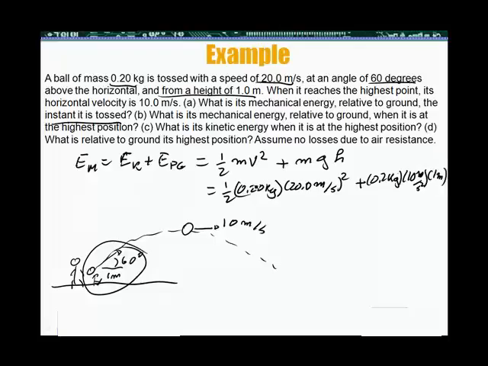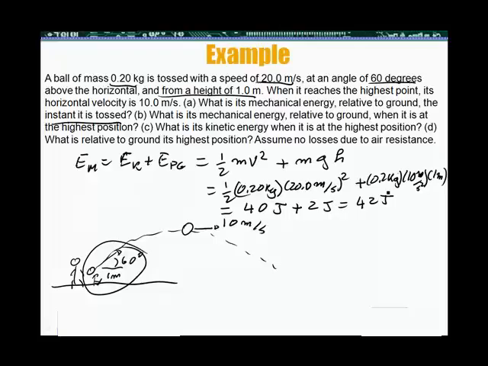So in this case, we get, let's see, 20 squared, that's 400, I believe, times 0.2 divided by 2, so that gives us 40. So we have here 40 joules, plus from this other side we have 10 times 0.2, that gives us 2, times 1, plus 2 joules. So altogether it's 42 joules. That's my mechanical energy at the beginning.